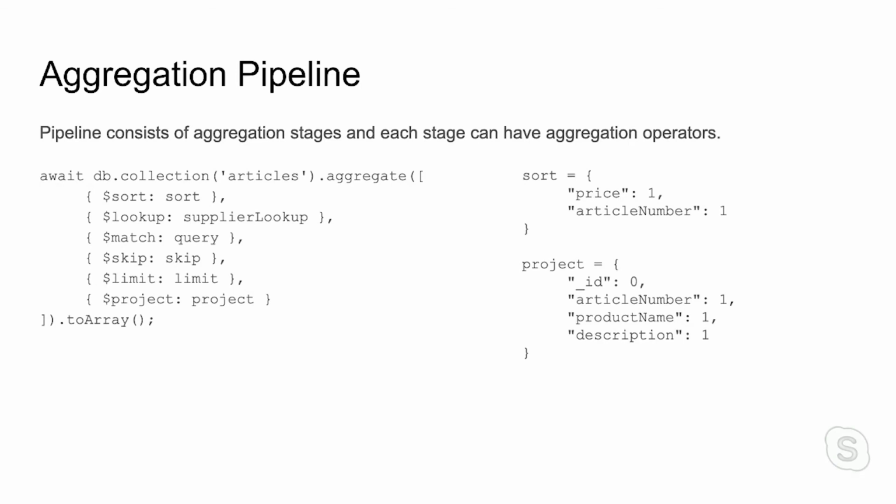When you define this project object and set the first property to 1, then you have to name and include all the rest you want, except the underscore ID, which is always included, so you have to specifically exclude it. And at the end, again, just turn it into an array. And the lookup.